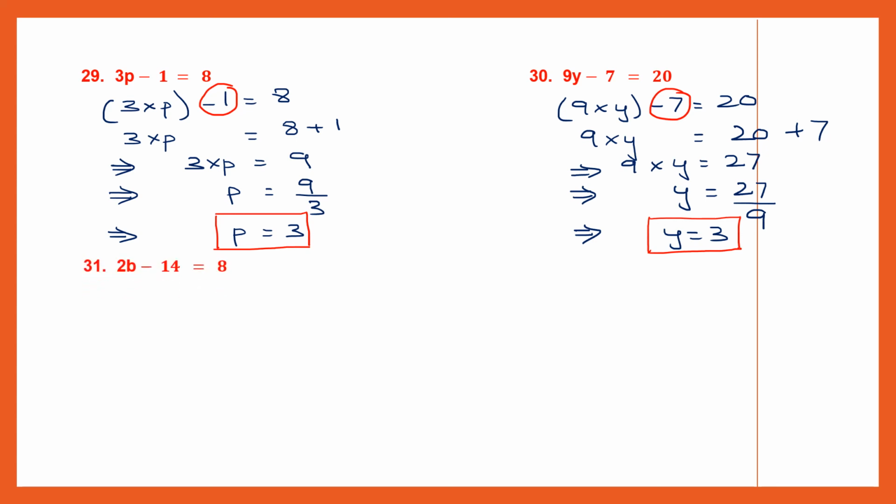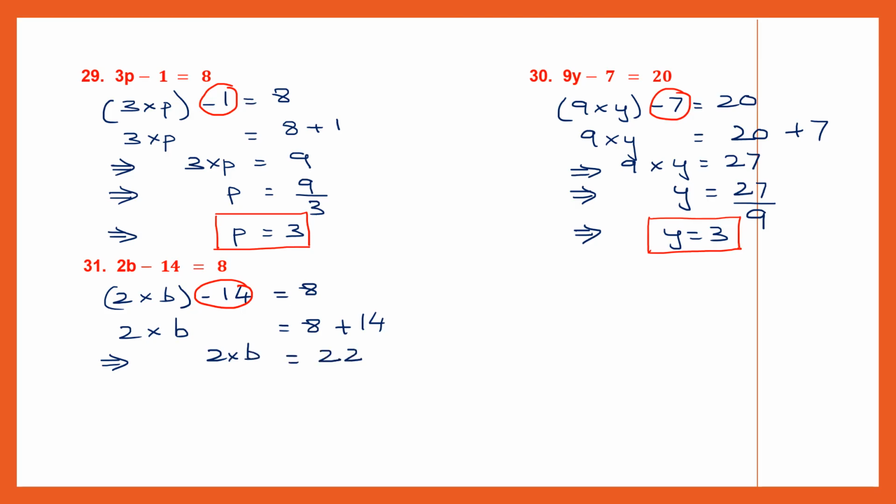Question 31. 2b minus 14 is equal to 8. So that is 2 into b minus 14 equals 8. So 2 into b will be equal to 8. Now when I transpose minus 14, it's going to become plus 14. So 8 plus 14. So 2 into b is equal to 8 plus 14 is 22.